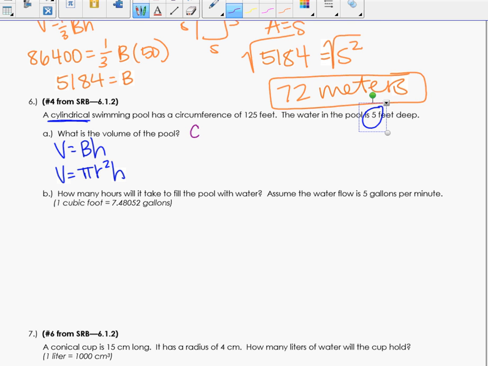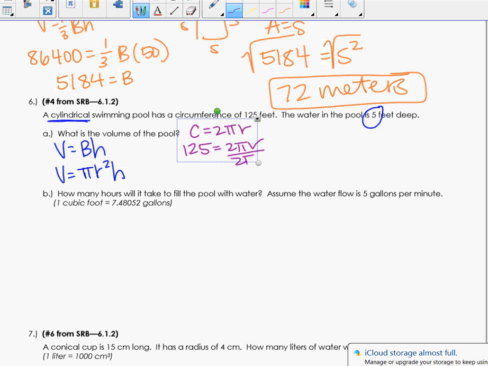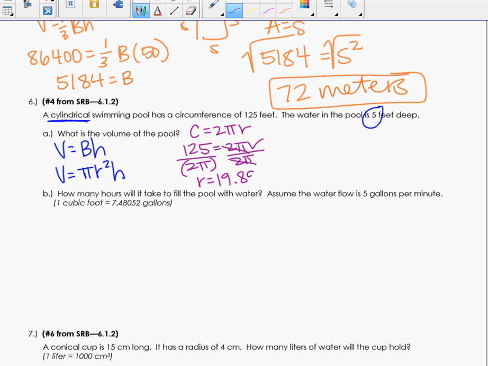So I'm going to come to the side here and say, okay, well, circumference equals 2 pi r. So I have 125 equals 2 pi r. Divide by 2 pi. Make sure when you put that in your calculator, you throw that 2 pi in parentheses if you do it all at once. And you end up getting a radius, which is 19.89 feet in this case.